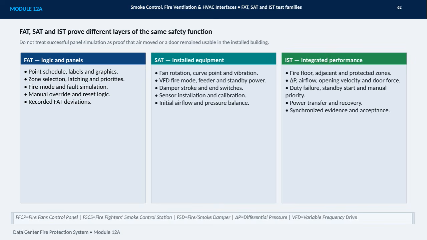IST, or integrated systems testing, evaluates the complete response across fire, adjacent, and protected zones. It measures differential pressure, airflow, opening velocity, and door force, while also testing duty failure, standby start, manual priority, power transfer, recovery, and synchronized evidence for acceptance. Together, FAT, SAT, and IST create a chain of evidence from programmed logic to real building performance.